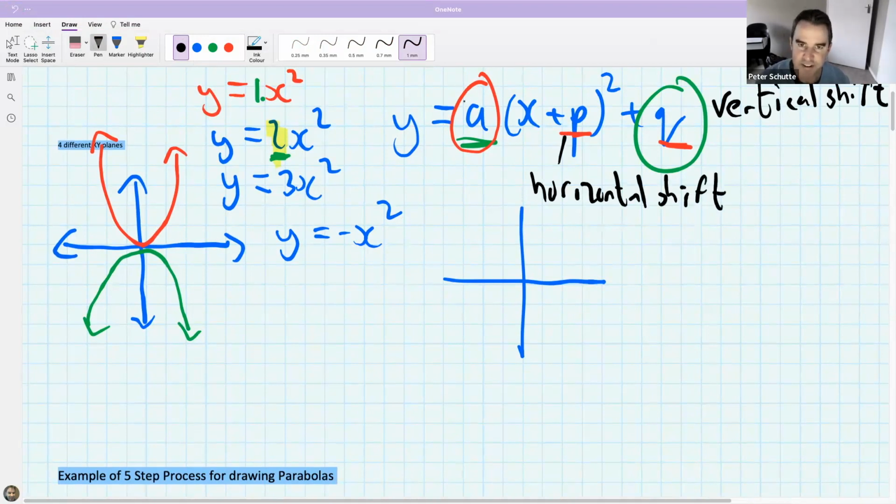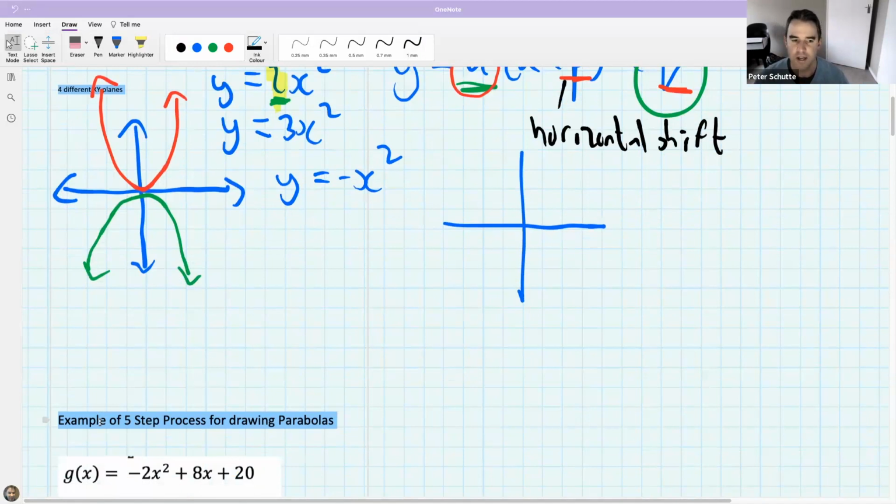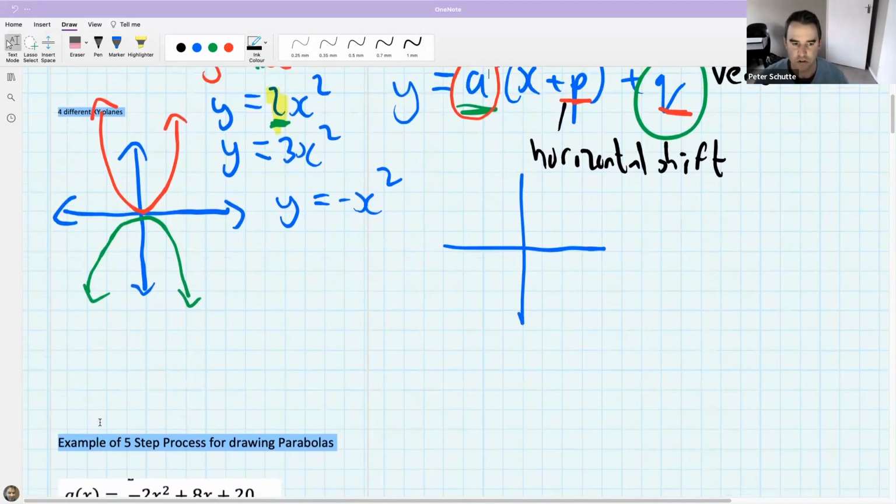And then the A value is just basically how steep the graph is, or how steep the smile is, how much its arms point upwards. And so those are 3 variables that we need to be aware of in the turning point form. But I think if I go into too much detail here, it's going to be confusing. So I'd rather show you an example of how we might do this process.